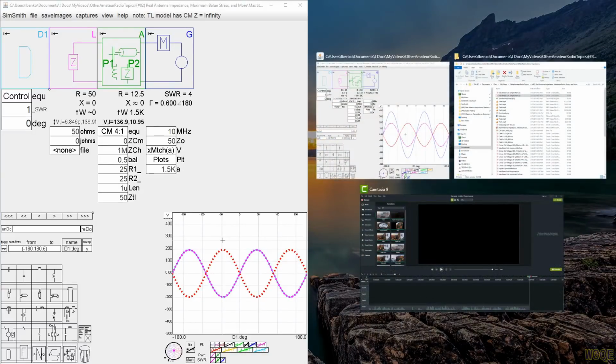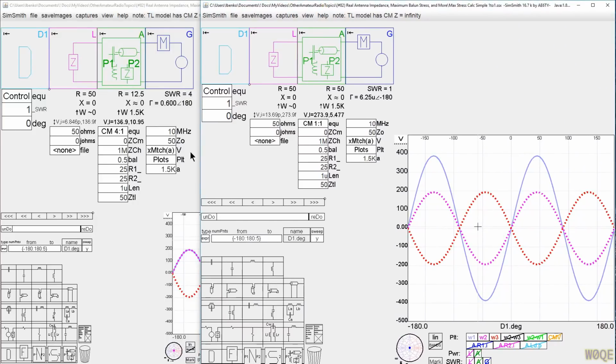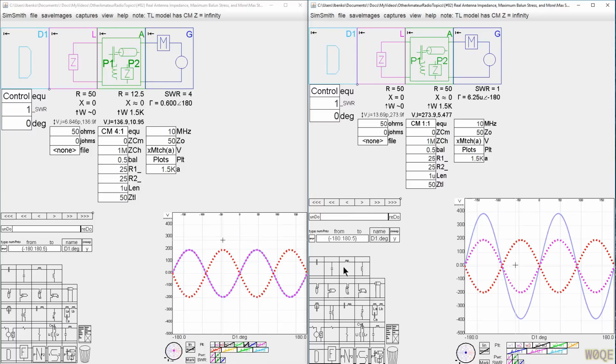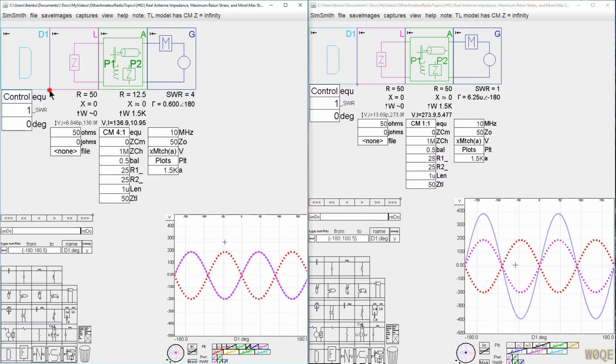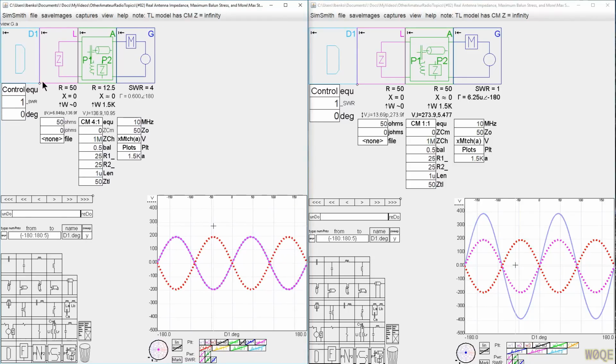Now let me see if I can get both these on at the same time. Here's the 1 to 1 Balun back again. That's close. Make this a little smaller so that the square chart gets a little bit bigger. Not quite the same, but it's close. So on the 1 to 1 Balun, which is on the right side, we see a 380 volt peak signal, which is twice the peak signal we see driving the 4 to 1 Balun, and we see the output voltages being the same.